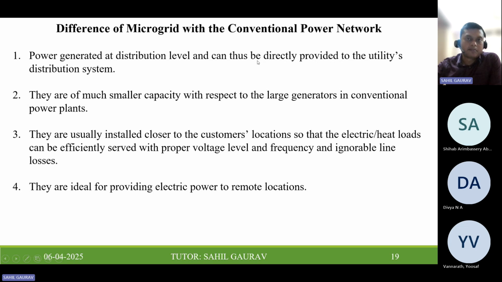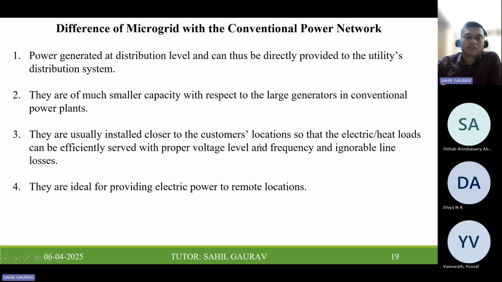Now, what are the differences between microgrid and conventional power network? In the microgrid, the power is directly generated at distribution level and it can be directly provided to the utility distribution system. And they are of much smaller capacity with respect to large generators in conventional power plants. So DG are of a smaller capacity as compared to the large generators used in conventional power plants.